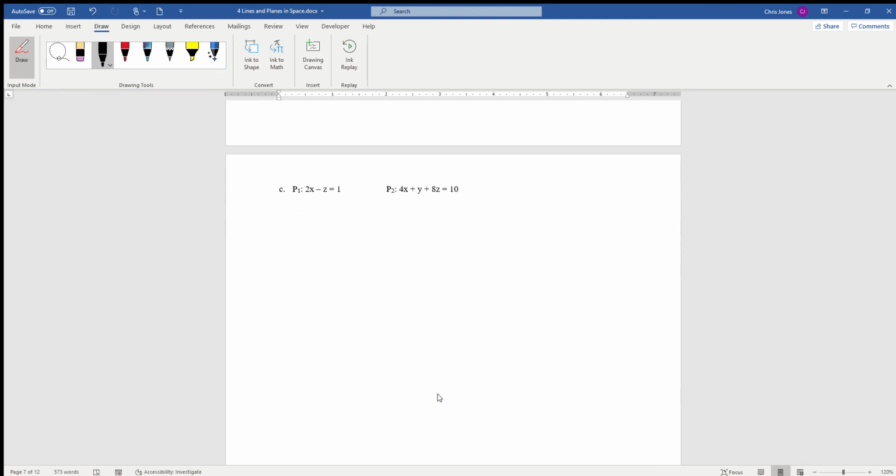All right, for letter C, our first normal vector is going to be 2, 0, negative 1. Our second normal vector is going to be 4, 1, 8. Again, it doesn't look like there's any non-zero scalar that we can multiply by each one to get to the other, particularly because P1 is missing a y value. So let's try the dot product.